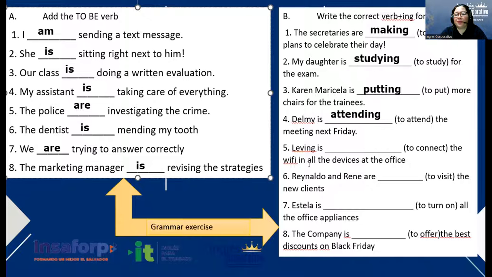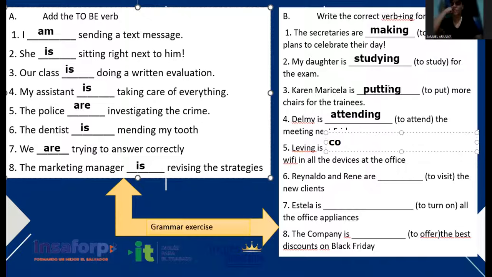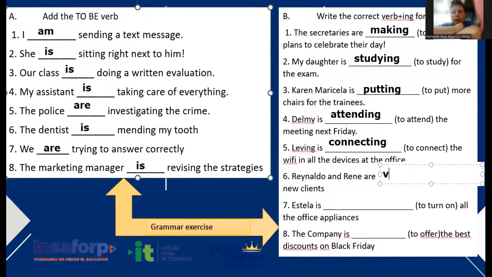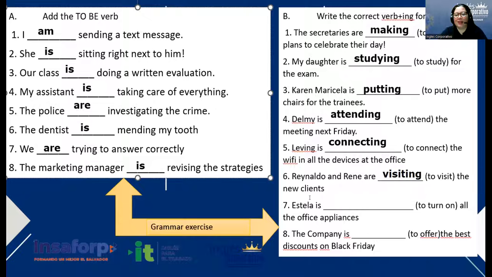Number five. The Wi-Fi is connected. Okay, how do you spell connecting? C-O-N-N-E-C-T-I-N-G. Right. Very good. Number six. Reinaldo and René are visiting the new clients. Okay. How do you spell visiting? V-I-S-I-T-I-N-G. Yes. That's great.